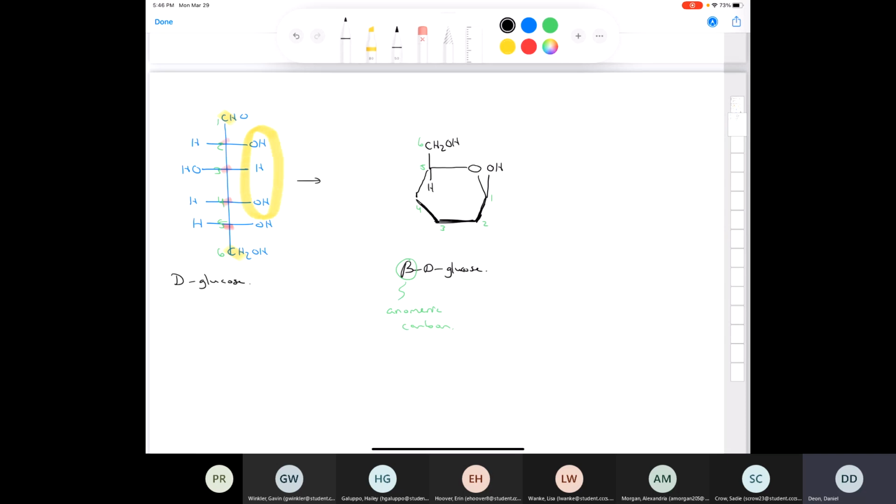And remember that anything that was pointing to the right is going to be pointing down in our Haworth projection. So at carbon 2, we're going to have a hydroxyl group pointing down. At carbon 3, we're going to have a hydrogen pointing down, which means this hydroxyl will be pointing up. And on carbon number 4, this hydroxyl group is going to be pointing down, like that. And so now we've drawn beta D-glucose in a Haworth projection.